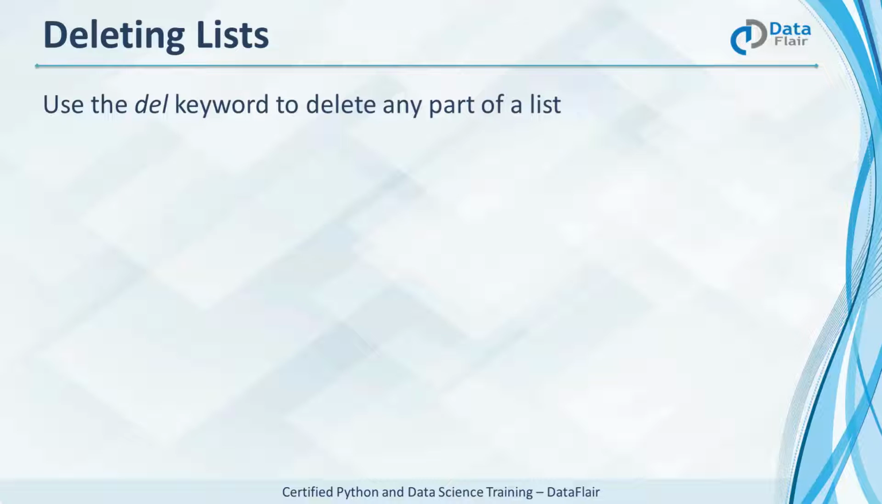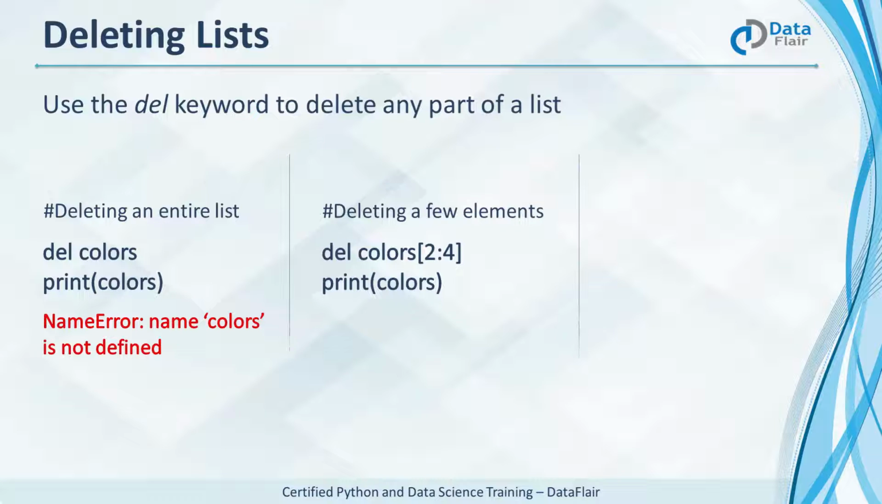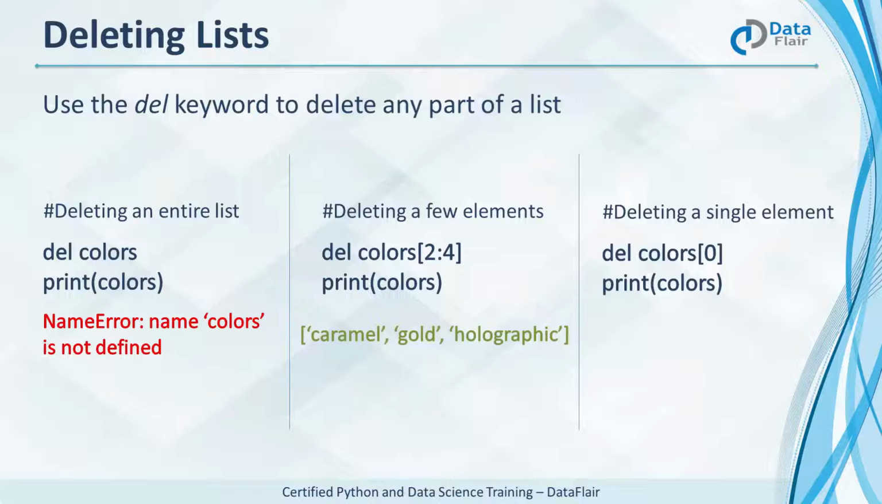And if you no longer need a list to exist, you can delete it or any part of it using the del keyword. Let's delete an entire list. Printing it now gives us a name error. We can also just delete a few elements. If we delete the slice 2 to 3, it works. And we can delete a single item. Deleting the first element deletes caramel.